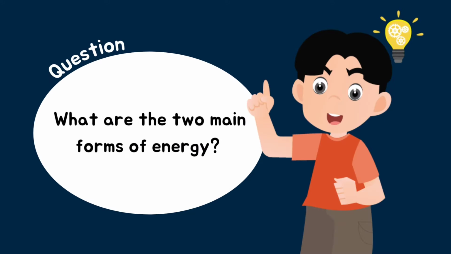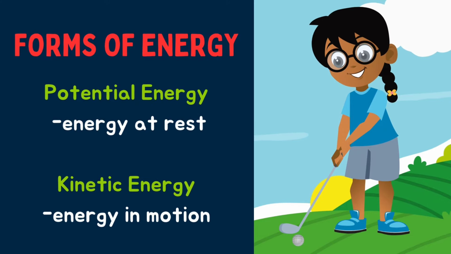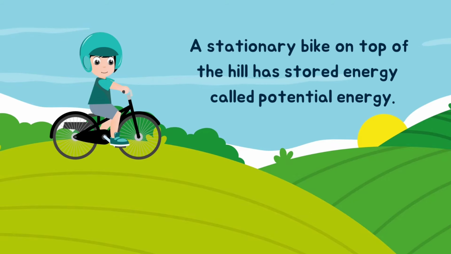Now, what are the two main forms of energy? Well, the two main forms of energy are potential energy, or the energy at rest, and kinetic energy, the energy in motion. Now let's further compare and see the difference between potential and kinetic energy.